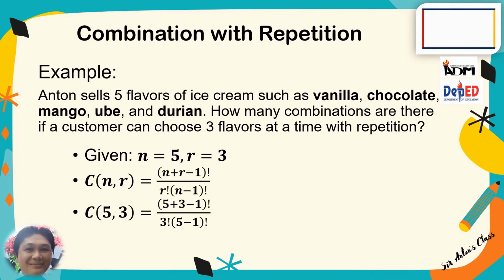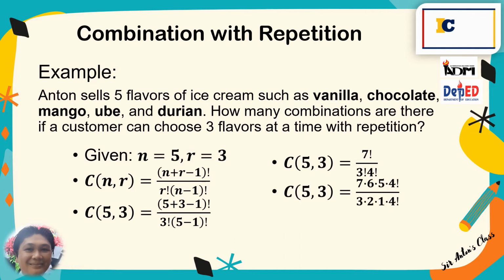Let's substitute. So the combination of 5 objects taken 3 at a time. Our dividend is the quantity of 5 plus 3 minus 1 factorial. Our divisor, 3 factorial times the quantity of 5 minus 1 factorial. Simplifying, we have 5 plus 3 is 8 minus 1, that's 7, so 7 factorial. Copy 3 factorial, 5 minus 1 is 4, and then factorial. Simplify further.